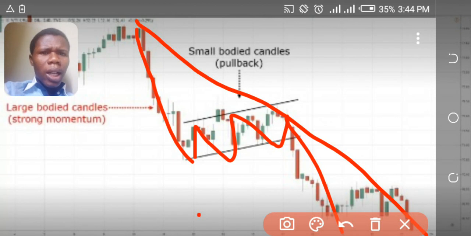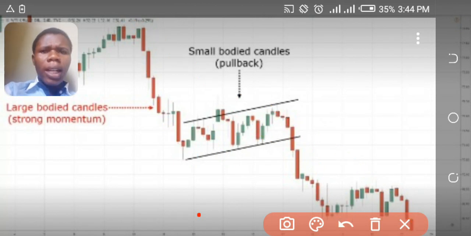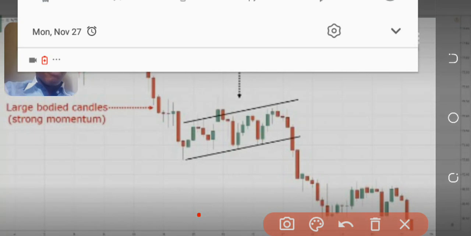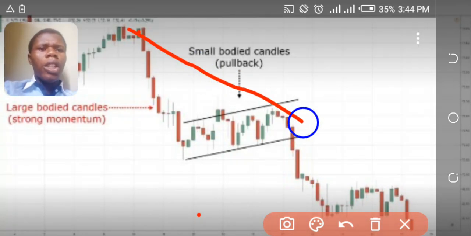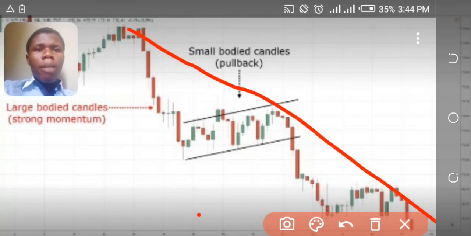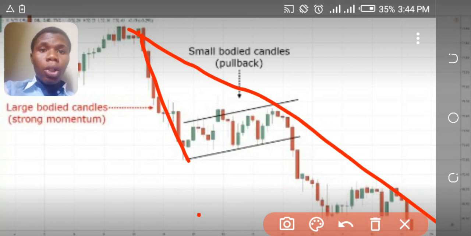I don't know if you understand. This was a secret that I never knew, guys. Let me do it again. This market was bearish. Okay, so the market came back here, then I used to enter here and sell. It's wrong. I need you to understand something.